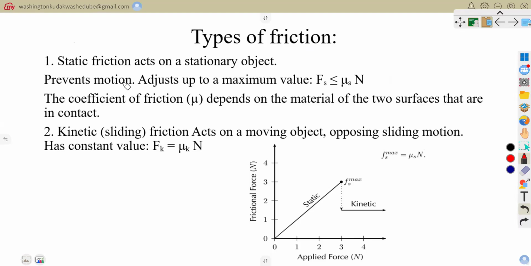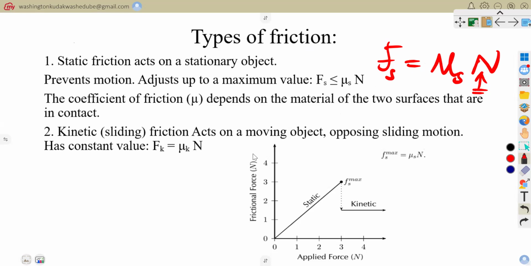Static friction can be adjusted from a minimum to a maximum value, which we call Fs. And that maximum value is equal to mu s times N, where N is the normal force and mu s is the coefficient of static friction.